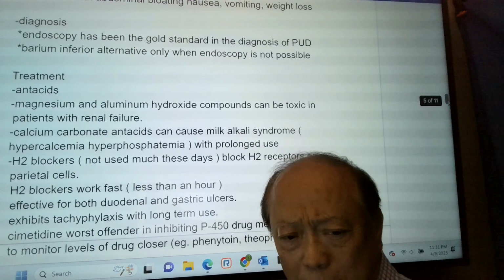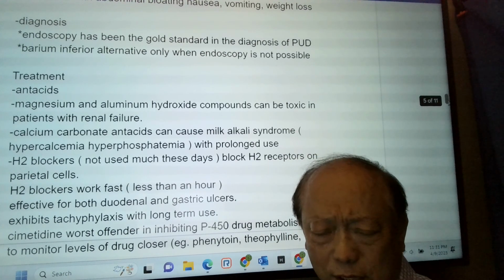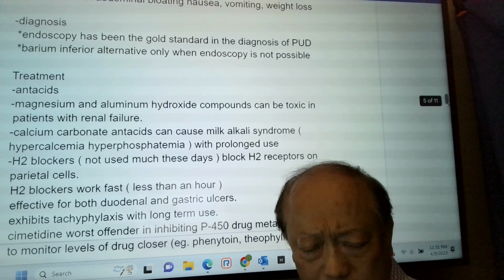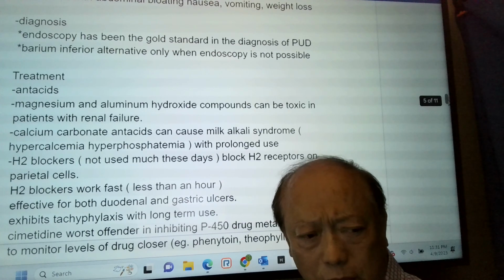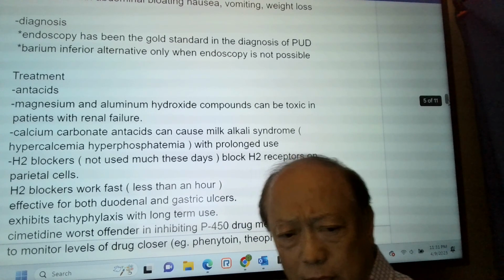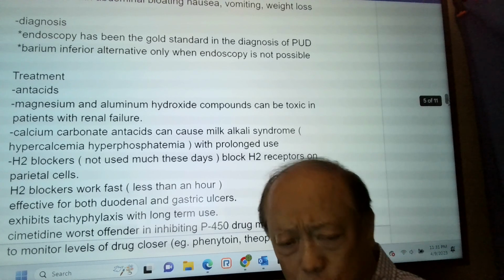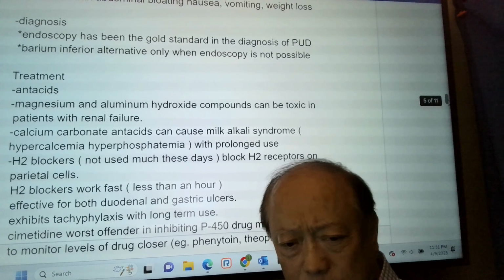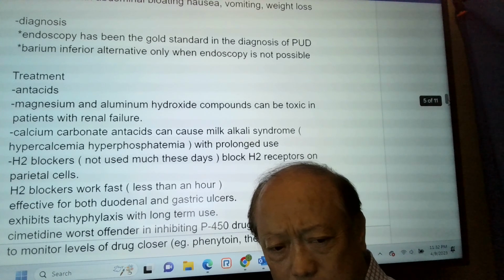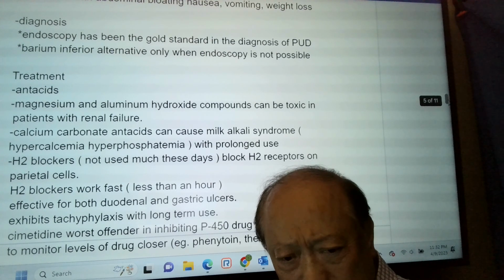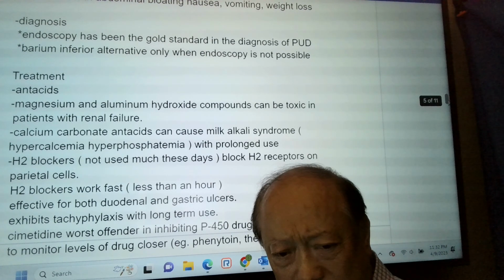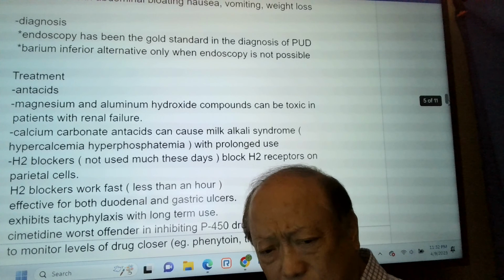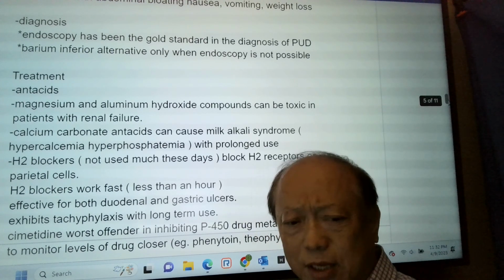As for treatment, H2 blockers are not used as much these days, as they are inferior to the proton pump inhibitors. However, H2 blockers work fast, in less than an hour, and are effective for both duodenal and gastric ulcers. H2 blockers show tachyphylaxis with long use. So after a while, they lose their effectiveness.